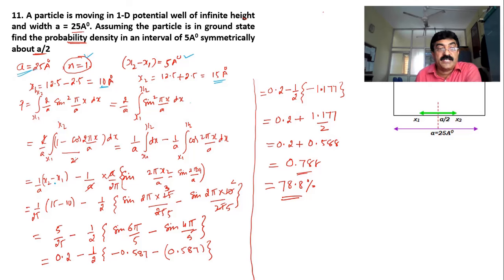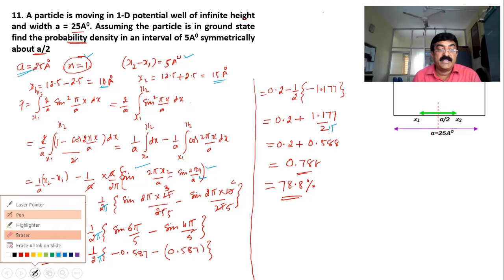After integration, it is x2 minus x1, a cancels, sine of 2 pi x2 by a, sine of 2 pi x1 by a. So this step is also correct. Well, that is equal to 1 by 25 into 15 minus 10, that is 5 by 25, correct. Yeah, this is the problem. See, this is the mistake. I should write 2 pi. Yes, I made a mistake. So this is not 1 by 2, it should be 2 pi. Yes, this is 2 pi, dear students.